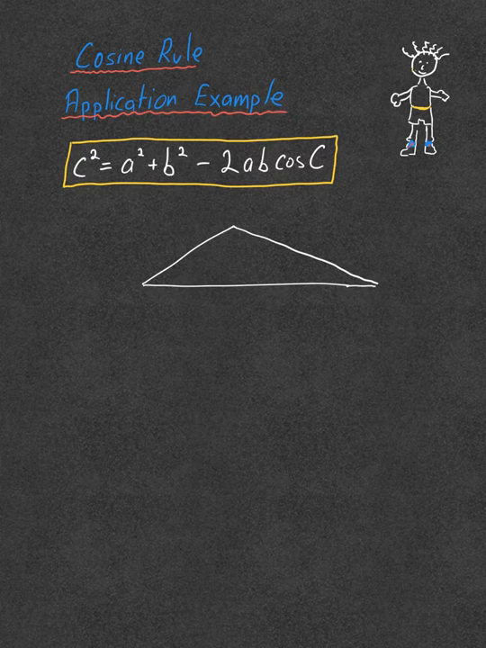Using the cosine rule to solve a harder application problem. Remember, our cosine rule states that c squared equals a squared plus b squared minus 2ab cos c. It's important that you understand when to use this. So if we want to solve for side c, we need to know the angle opposite. The two other sides here, a and b, make that angle c.